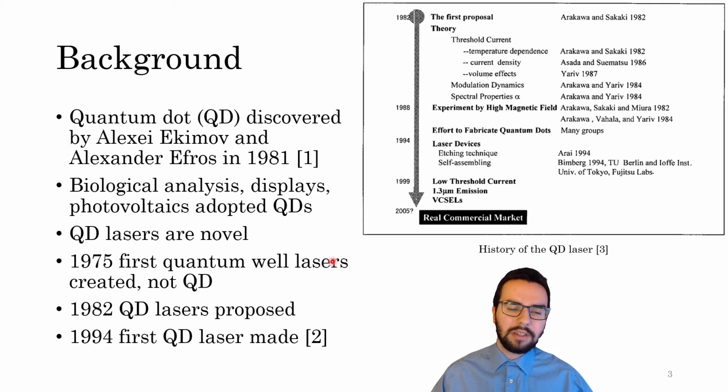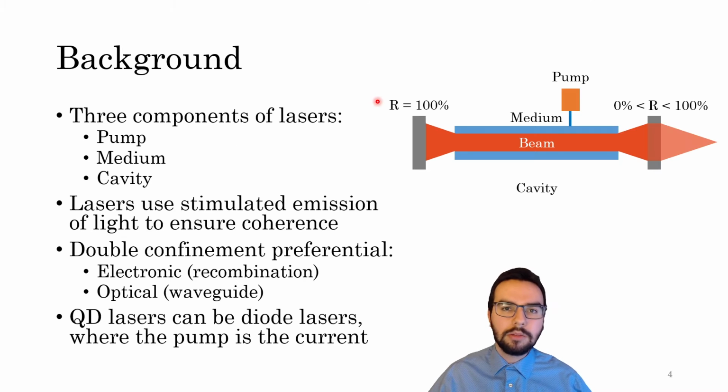In 1975, the first quantum well lasers were created. In 1982, the first quantum dot laser was proposed by Arakawa and Sakaki. In 1994, the first quantum dot laser was finally made by a conjunction between the University of Tokyo and Fujitsu Labs. So before diving into the quantum dot laser itself, let's talk about the laser in general first.